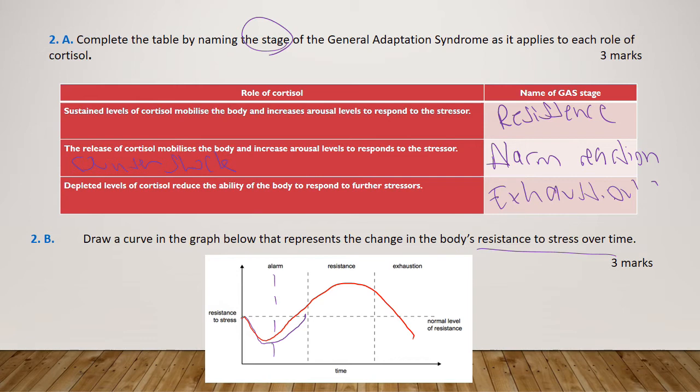But look, as long as it's above normal in counter shock, then you're going to be fine. In resistance, of course, it's going to be above normal and it's going to peak in the middle and then it's going to start to decrease. In resistance, the curve should be above the line of resistance. And then towards the end, it's going to go below the normal level of resistance, okay? Because it's not until like, I guess, the middle stage of exhaustion that you really aren't coping with stress anymore.